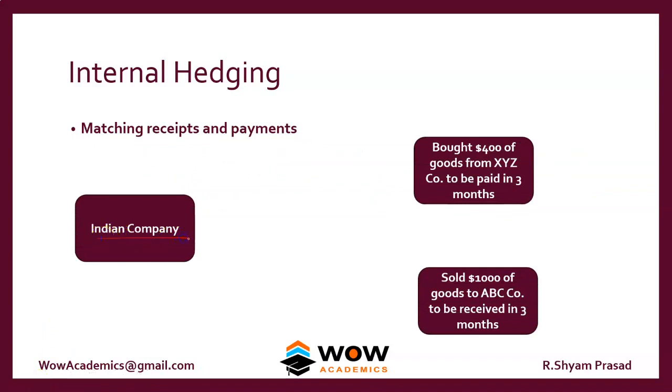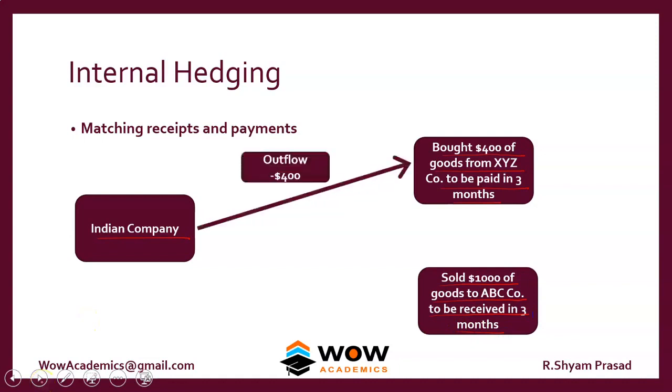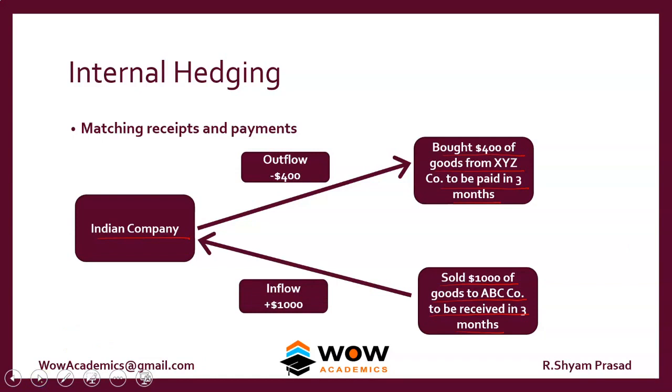So assume that you are an Indian company and you have bought $400 worth of goods from XYZ and you have to pay it in 3 months time. At the same time, you have also sold goods worth $1,000 to another company called ABC Co. and you are going to receive that amount in 3 months time. So what happens is at one point of time there's an outflow in 3 months and at one point of time you have an inflow of $1,000.